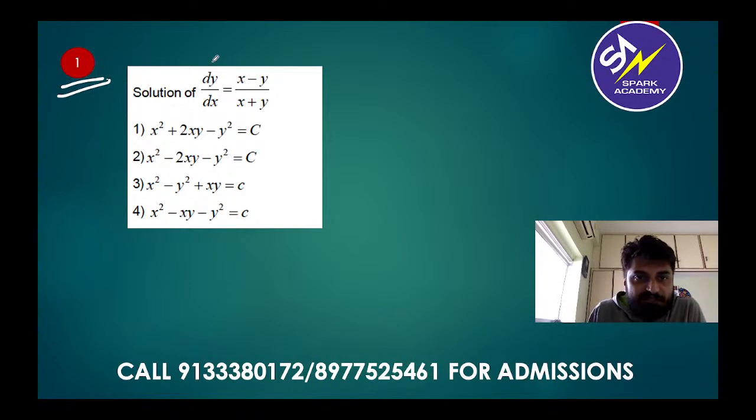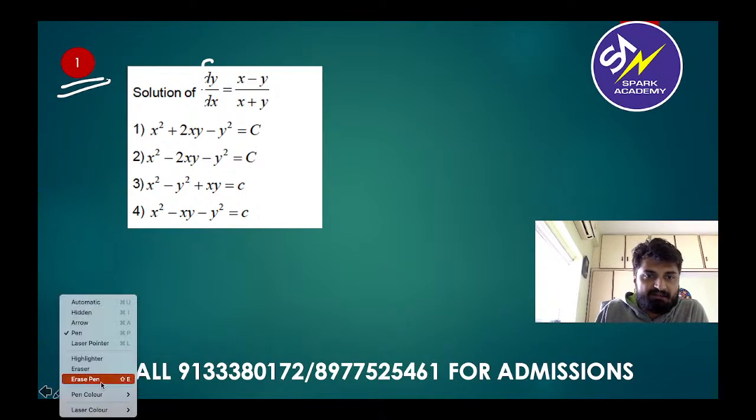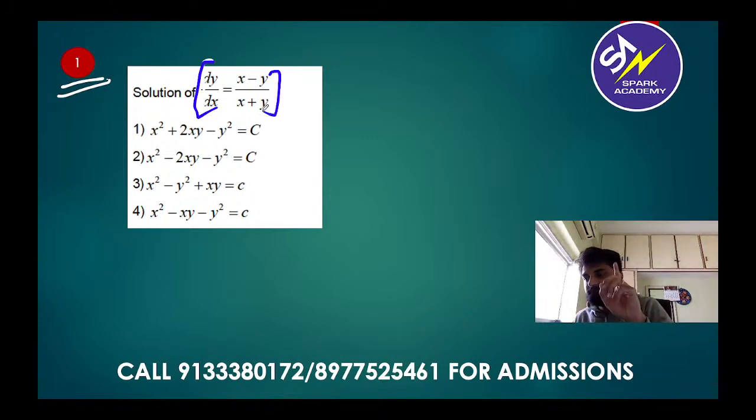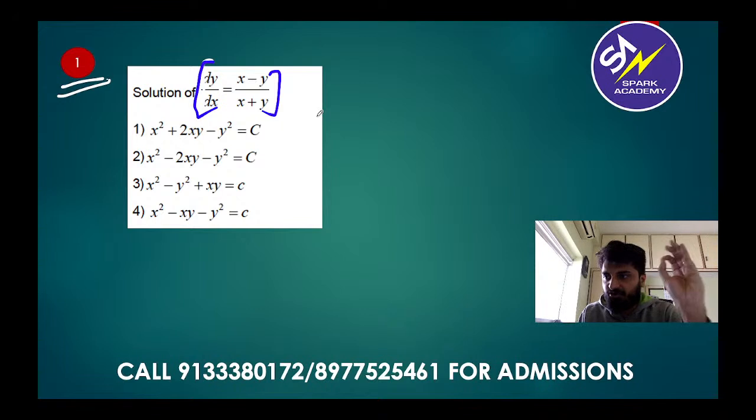The solution of dy by dx equal to x minus y by x plus y is. Can you tell me, can we use the variable separable method? Three methods we know. Can we use the variable separable method, folks? Are x and y separate? No, right? We can't use variable separable. Not possible. So the first method I can't use.